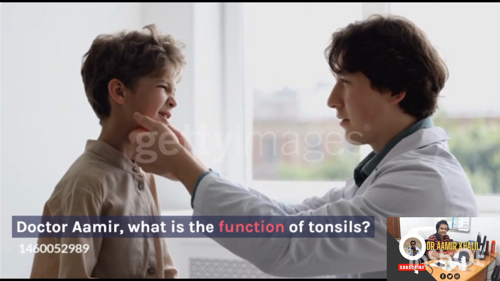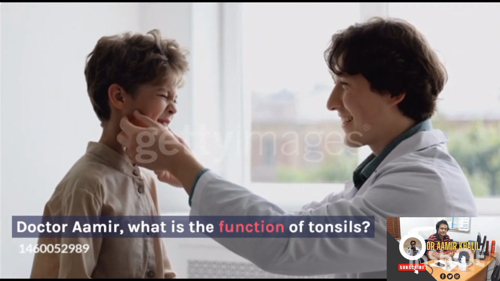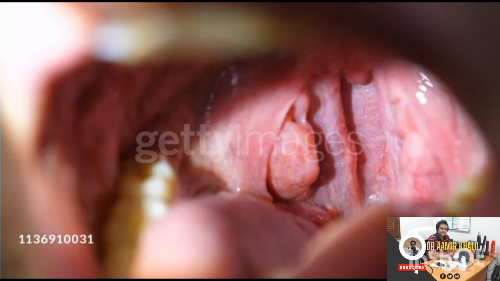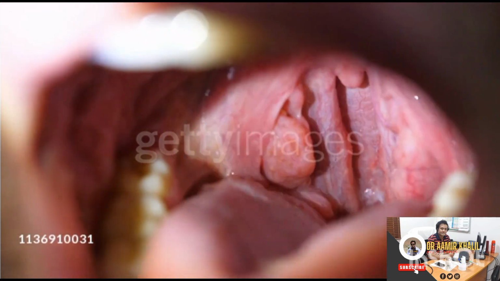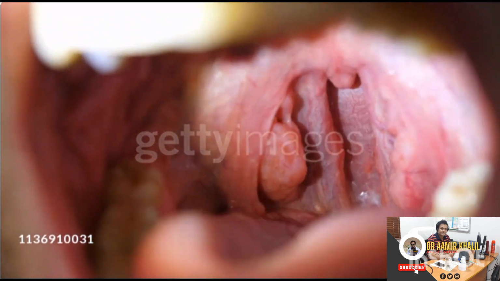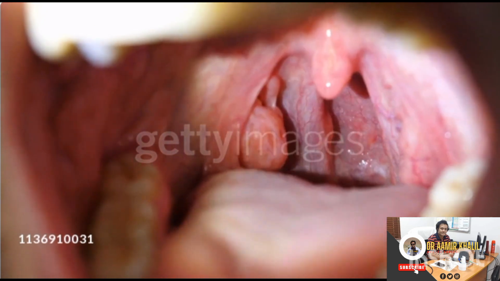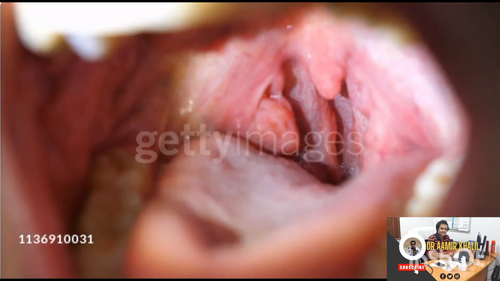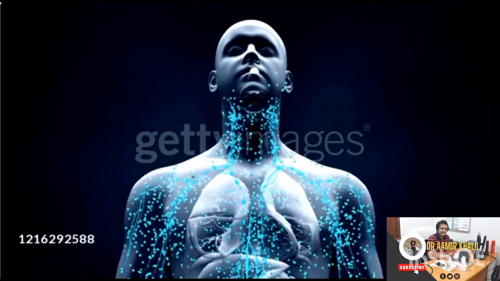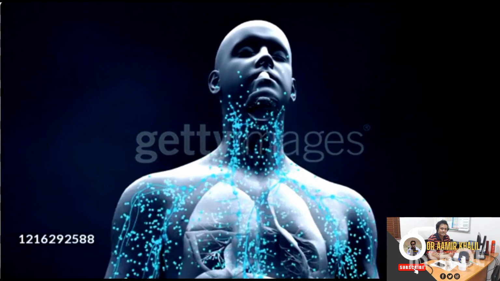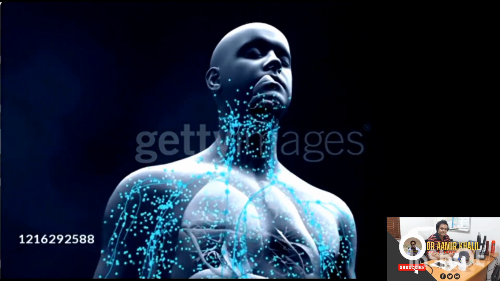Dr. Aamir, what is the function of tonsils? They act as a first line of defense by trapping and filtering out bacteria and viruses that enter the body through the mouth and throat. Tonsils also produce immune cells that aid in fighting infections and play a role in immune memory.